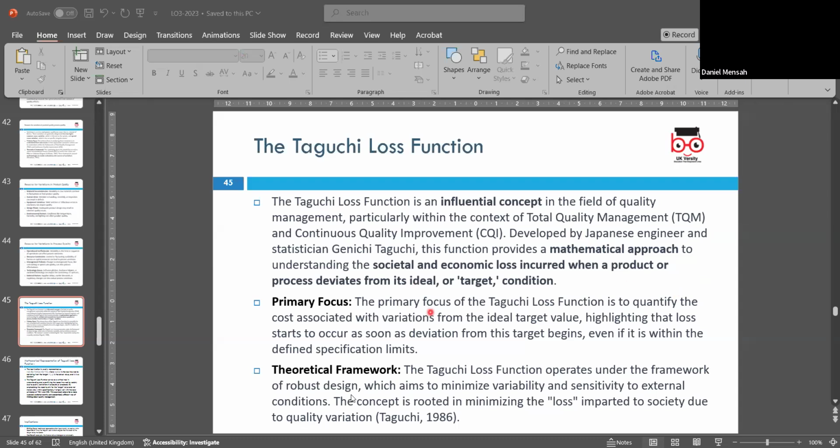So the basic or main goal of the Taguchi function is to reduce the variations in the processes or products to minimize the loss incurred by deviation, which helps to achieve higher quality and customer satisfaction. This function also supports the goal of total quality management and CQI, continuous quality improvement, continuously reducing variation and improving quality to avoid loss at both the organization and societal level.